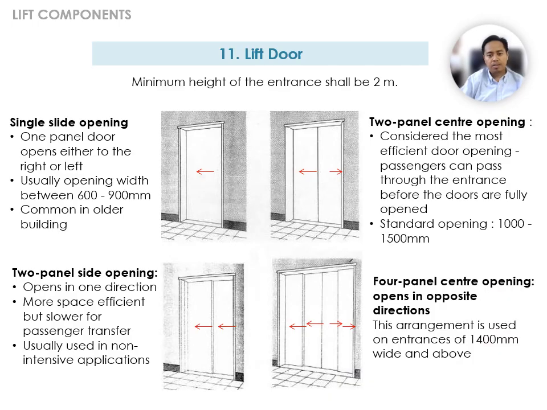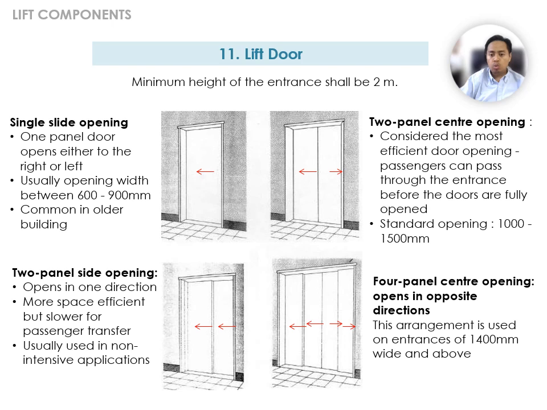Alright, last but not least, number 11, the lift door. Minimum height of the entrance shall be no less than 2 meters. There are single side slide opening, which is one panel door opens either to the right or left. Usually opening width is between 600 to 900 mm, and this is common in older buildings.